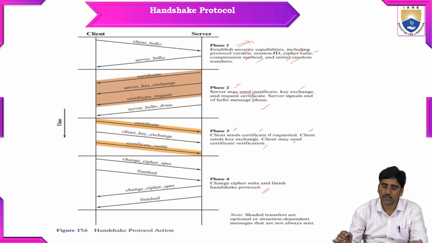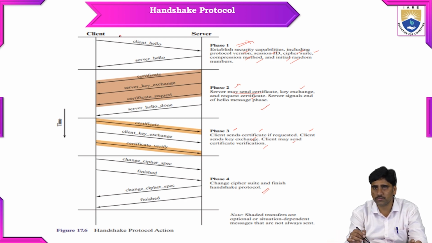So here the phases are, what is the first phase? Establishing security capabilities. Here, the client contacts the server. If the server is available, the server will give a response with the help of a message type. The client hello and server hello are the two message types. Initially the client communicates with the server, and if the server is available, it communicates back with the client with responsive messages: client hello and server hello.